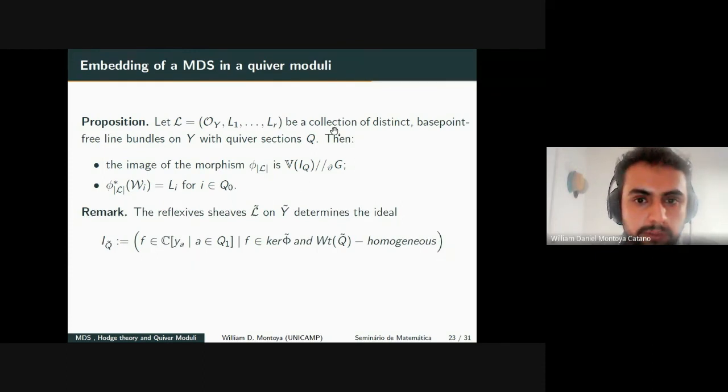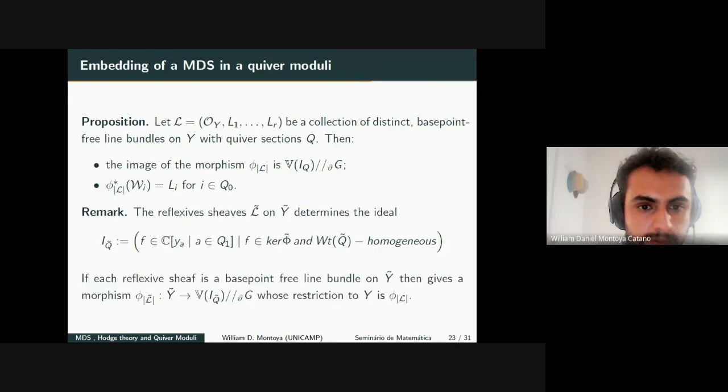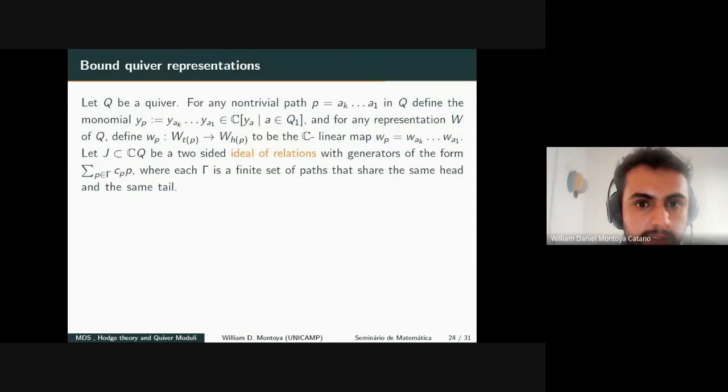When you have a collection of line bundles with a quiver of sections, then the image of this map is this. And if you ask for very ampleness of each of these, you get a proper morphism. It's well defined on the complete variety.